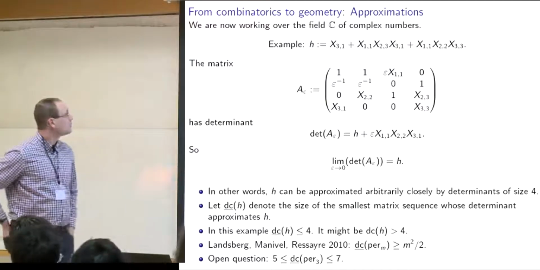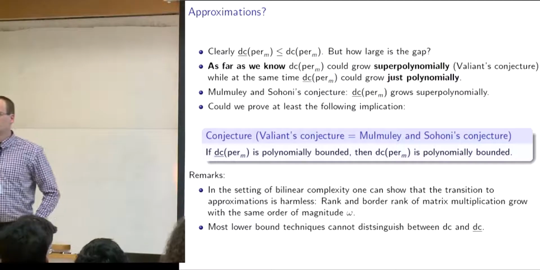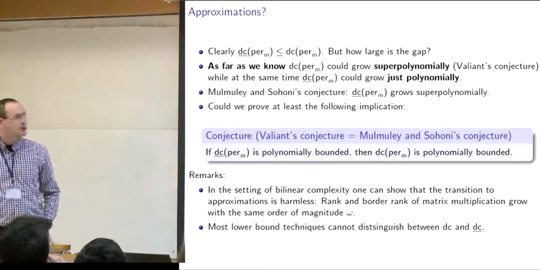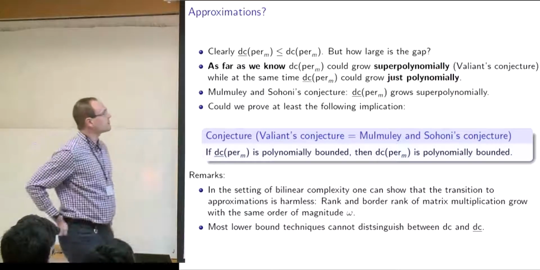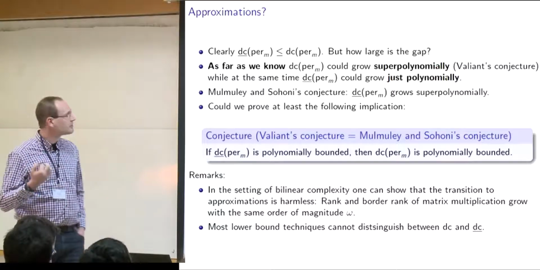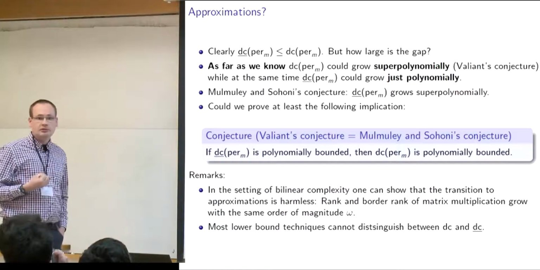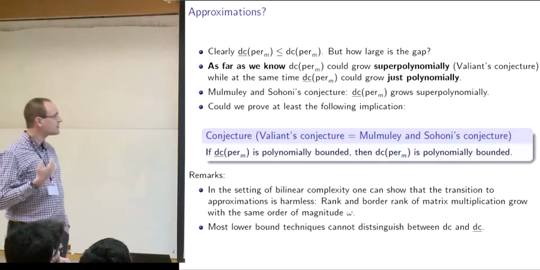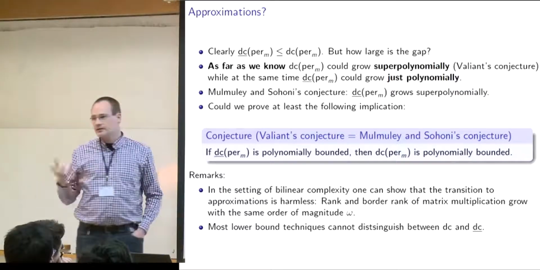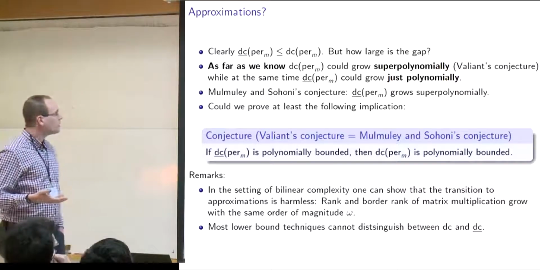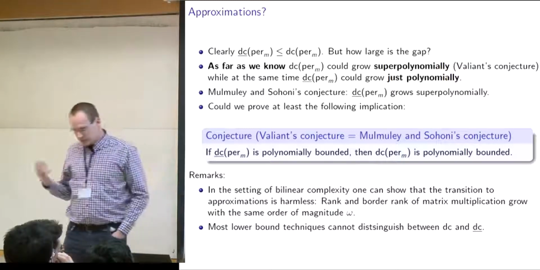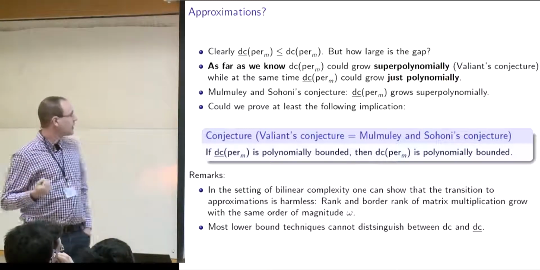Okay, so this question has been asked before. Let me restate it, because it was also the question I was thinking of. Clearly the DC bar of the permanent is less or equal to the DC of the permanent. But how large is the gap? In principle it could be really, really bad. As far as we know, the DC of the permanent could grow superpolynomially, and that's Valiant's conjecture, while at the same time the DC bar of the permanent could just grow polynomially. That's the worst case that could possibly happen, but we don't know this.